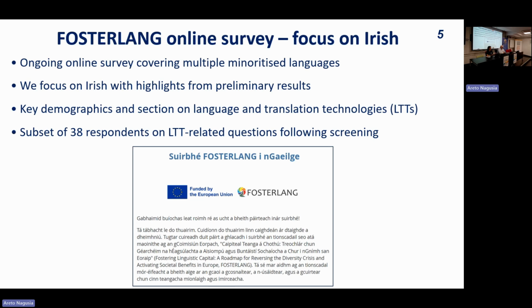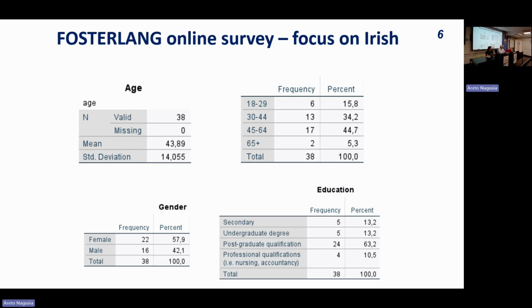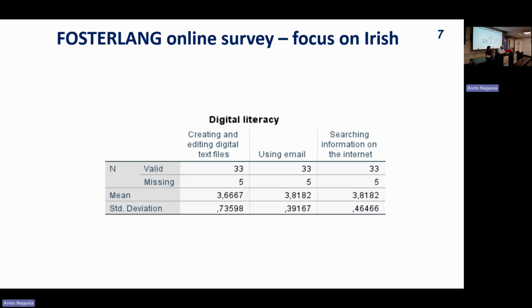I will first introduce some key demographics of these responses, and then I will touch on some variables about language and translation technologies, and specifically about the quality and the rating of these technologies by the respondents. First of all, the mean age of the participants that we have until now is people around their 40s. In terms of gender, we have quite balanced respondents, but that is not the case in education. The majority of our respondents up to now have a postgraduate qualification, which relates with the high digital literacy skills that they report. Those are the three basic digital literacy skills that we wanted to measure, and as you can see, they have quite high means in each of these categories.